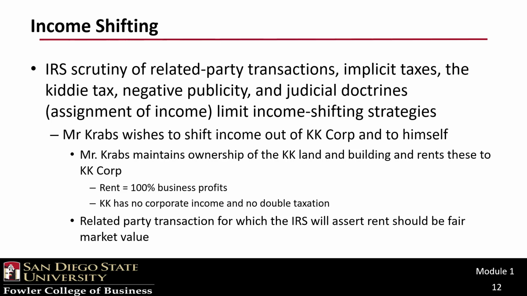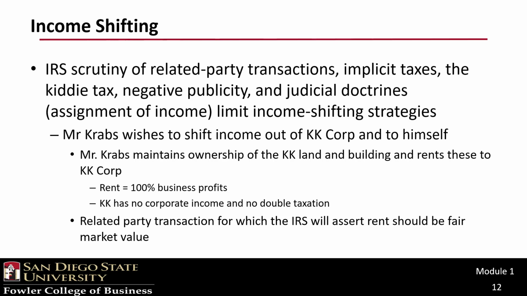So IRS scrutiny of related party transactions, implicit taxes, the kiddie tax, negative publicity, and judicial doctrines, which we'll talk about in a second, all limit income shifting strategies. So Mr. Krabs wishes to shift income out of his corporation into himself. So one of the things he does is he maintains personal ownership of the land and the building, and then he rents those to the corporation. And let's say that Mr. Krabs, being the greedy crab that he is, sets rent at 100% of business profits. As a result, Krusty Krab Corporate has no corporate income, and therefore there's no double taxation.